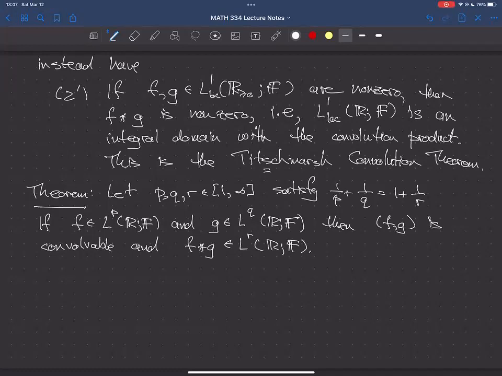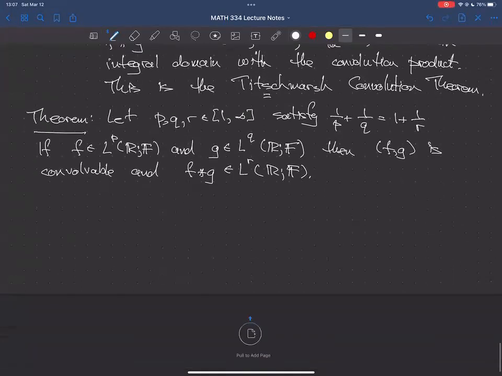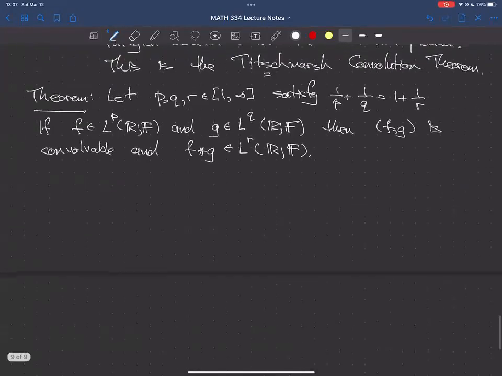So there's no ring structure here. There's no product because F and G generally are going to sit in different spaces. And even if F and G happen to sit in the same space, so if P is equal to Q, let's say, the convolution will not be in that space. So I won't say too much about that, but just to consider some special cases.